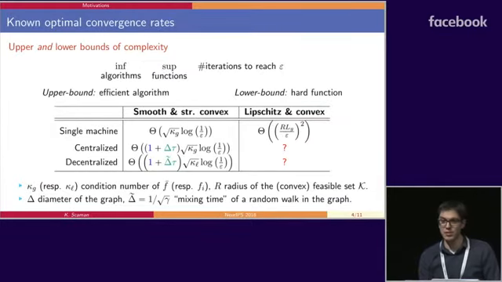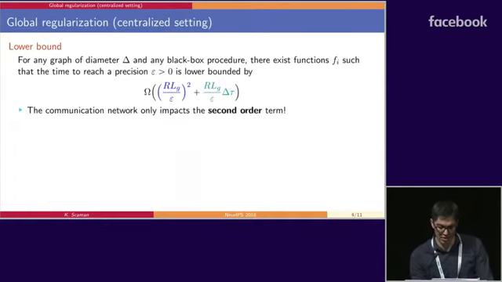So the question is what happens in the Lipschitz and convex setting, in the non-smooth setting. And what happens is that it's not so simple. More interestingly, we find that actually the communication through the network is going to have an impact only on the second order term, which means that the blue term that you can see is the term which is related to the computation of the gradients, and the green term is related to the communication. The green term only depends on 1 over epsilon, whereas the computation term in blue depends on 1 over epsilon square.